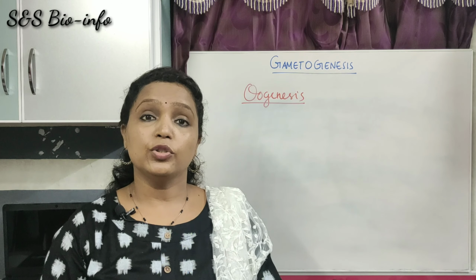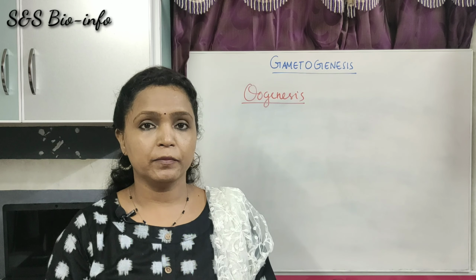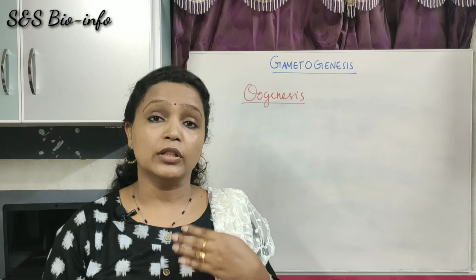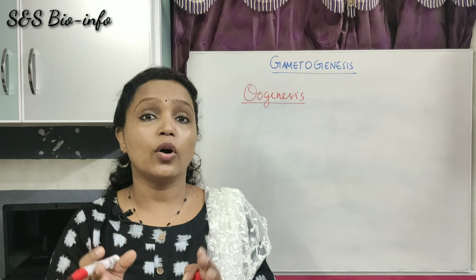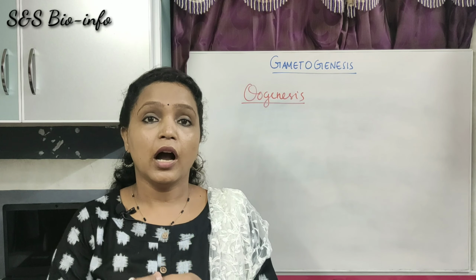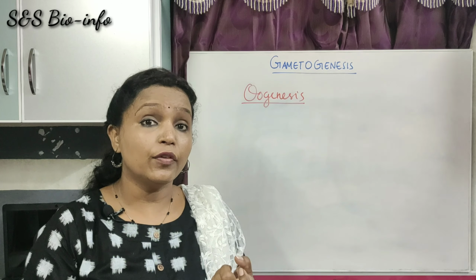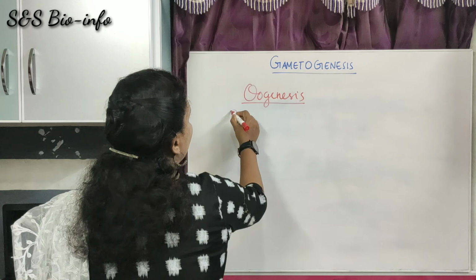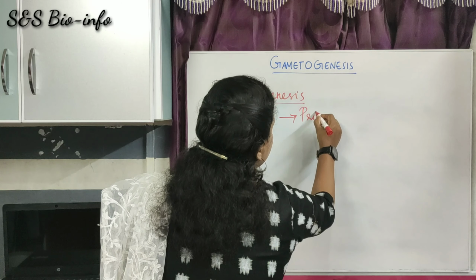During this period, about 2 million oogonia are formed in the female fetal ovary and enter the next stage called primary oocyte. Now we are going to learn what changes occur during this particular period, how the oogonia are transformed into primary oocytes. Now we are going to learn about the different phases involved in the transformation of oogonia to what? Primary oocytes.